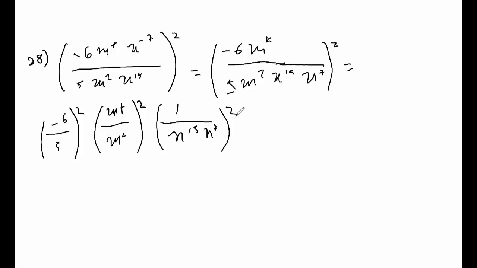So now I'll work that through. So that's going to be equal to negative 6 squared over 5 squared. And then my m's, so I'm going to bring my 2 in there. So I'm going to have here m to the 4th times 2 over m squared times 2.